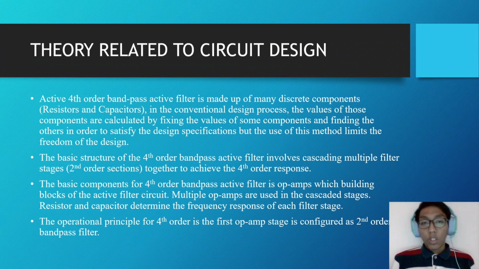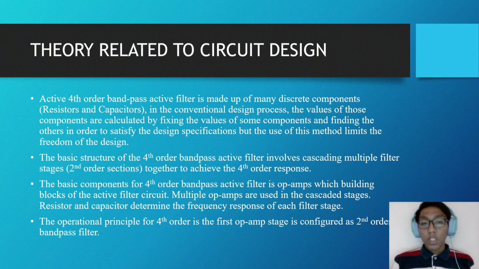So for the theory related to circuit design, a fourth order active band pass filter is made up of many discrete components, which are resistors and capacitors. In the conventional design process, the values of those components are calculated by fixing the values of some components and finding the others in order to satisfy the design specifications. But the use of this method limits the freedom of the design.